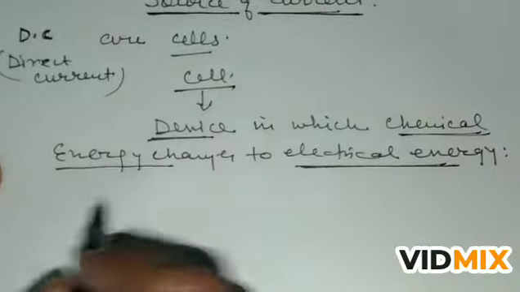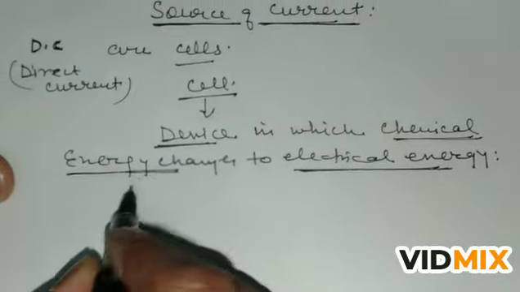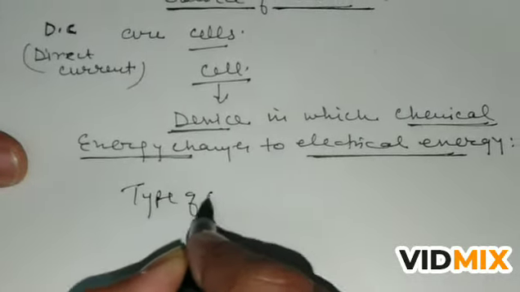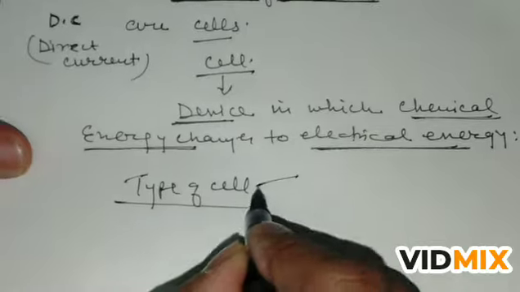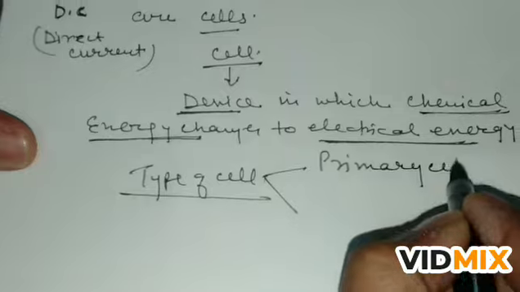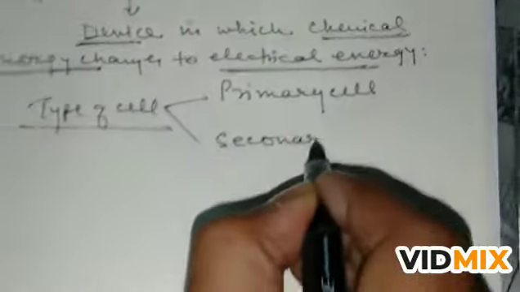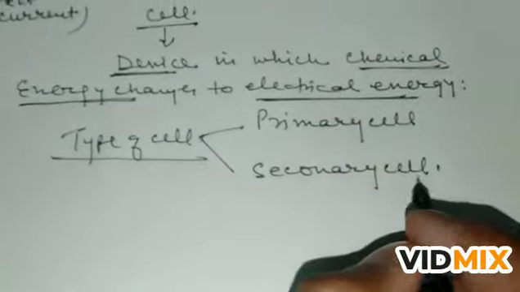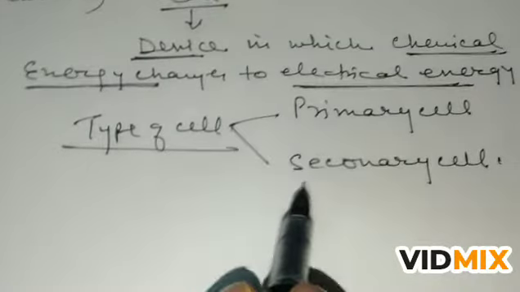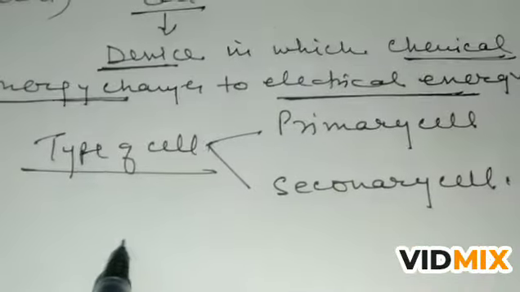Cell is of two types. There are two types of cell. One is primary cell. Next is secondary cell. And the function of both the cells, primary as well as secondary cell, is to provide the current due to the chemical energy. Both cells provide current.